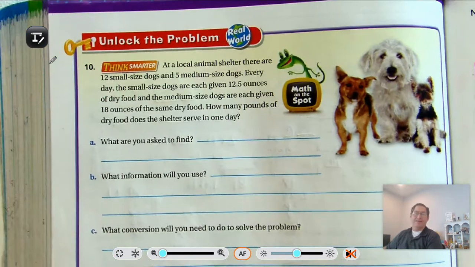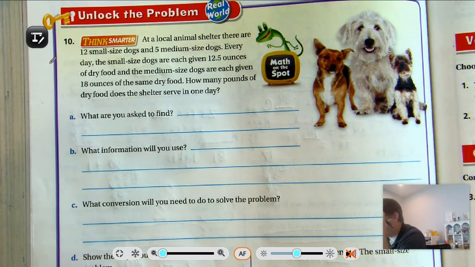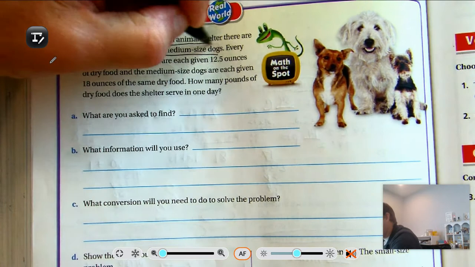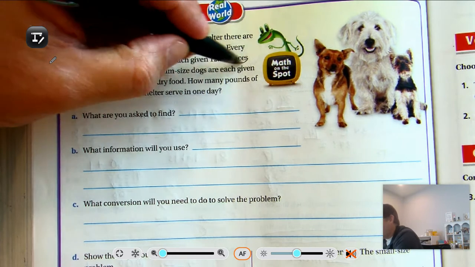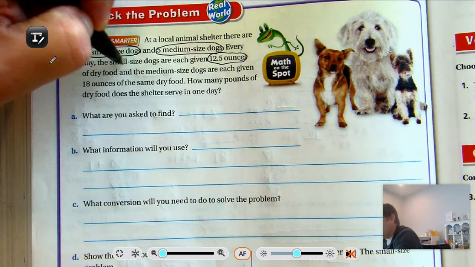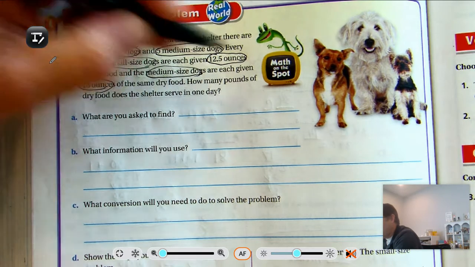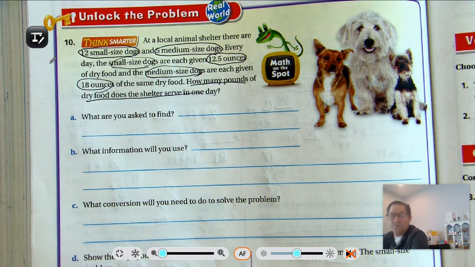All right, and number 10. At a local animal shelter, there are 12 small-sized dogs and 5 medium-sized dogs. Every day, the small-sized dogs are given 12.5 ounces of dry food, and the medium-sized dogs are given 18 ounces. How many pounds of dry food does the shelter serve in one day?